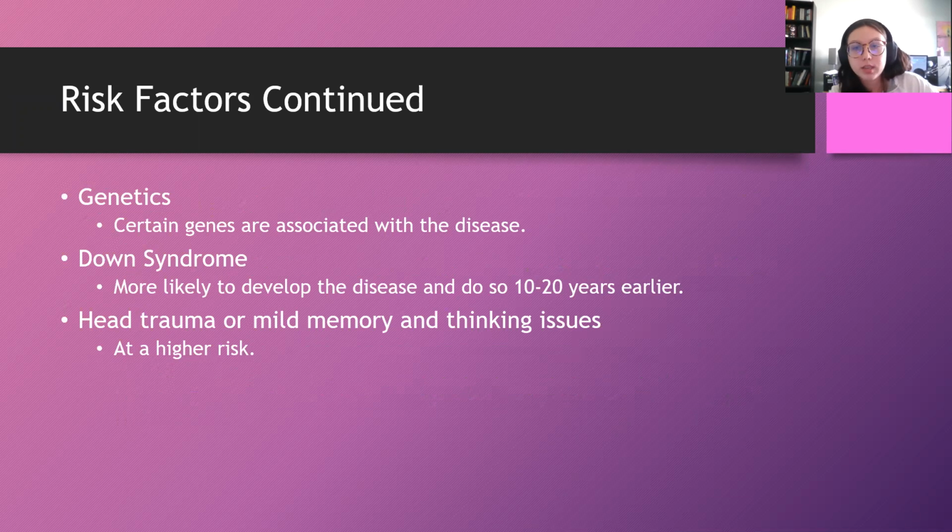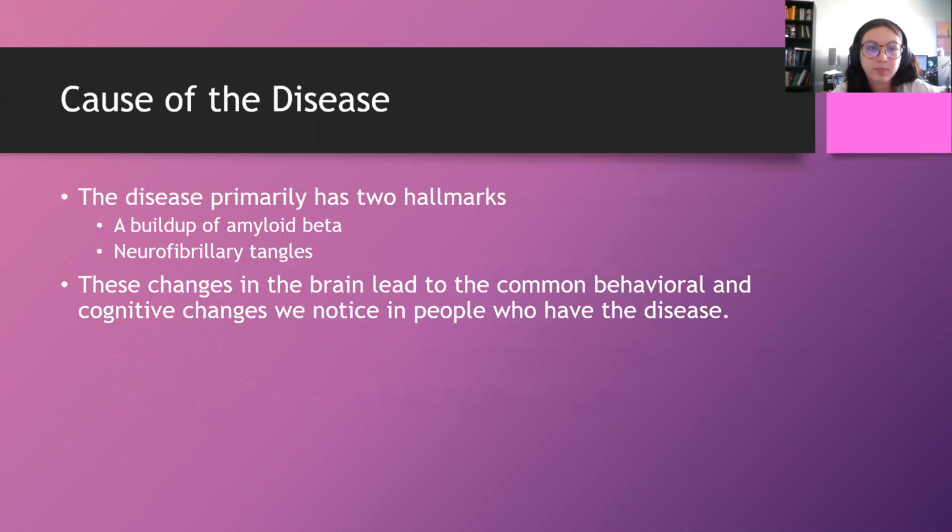There are certain genes associated with the disease, both with the late onset and early onset. However, just because you have the gene, it doesn't mean you're going to get the disease. If you already have Down syndrome, you're more likely to develop the disease, and you do so 10 to 12 years earlier than others. And if you already have head trauma or mild memory and thinking issues, you're also at a higher risk.